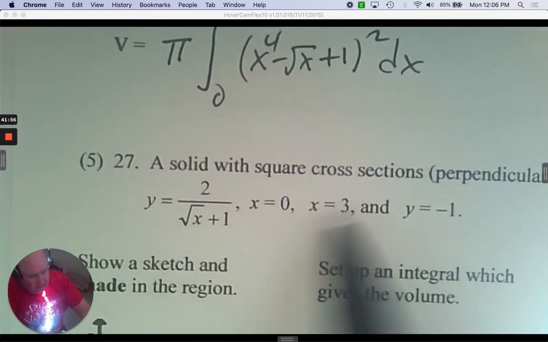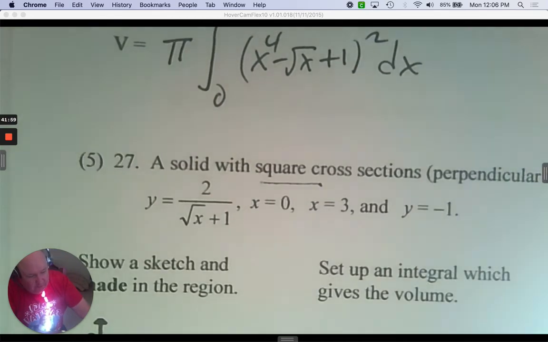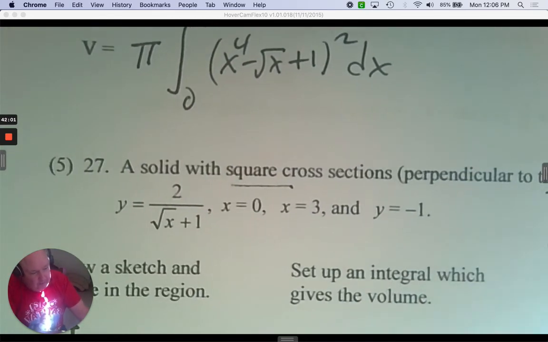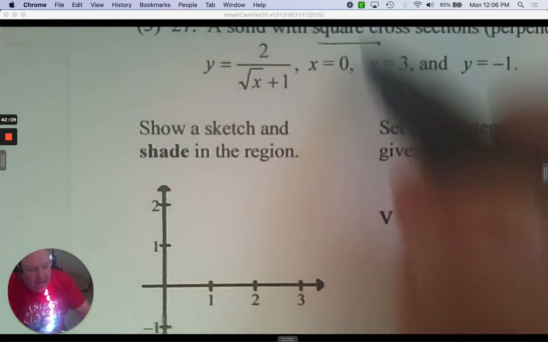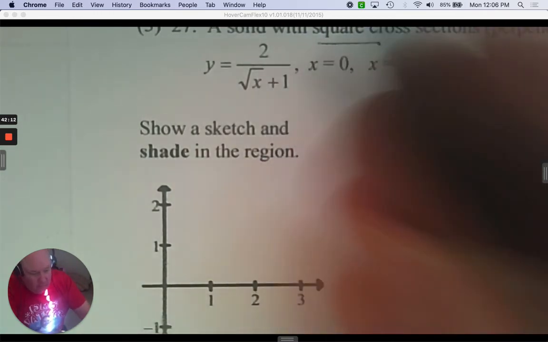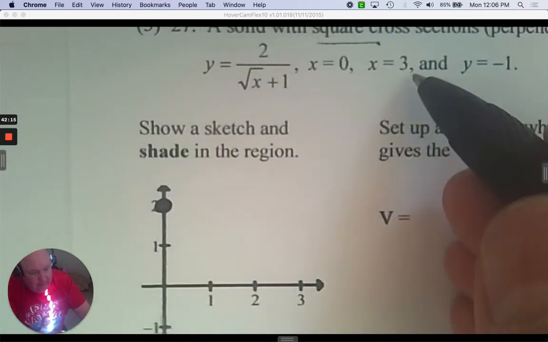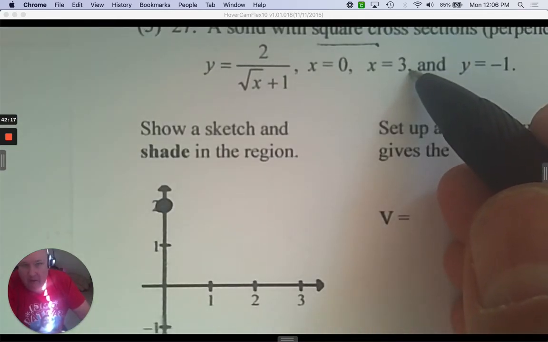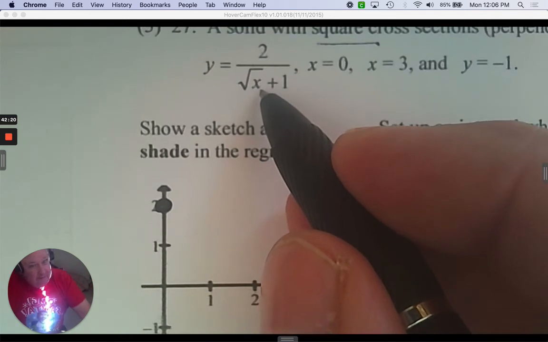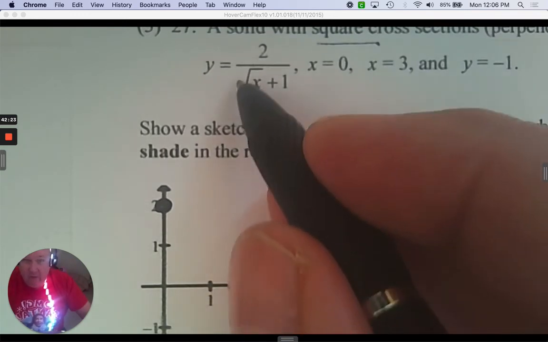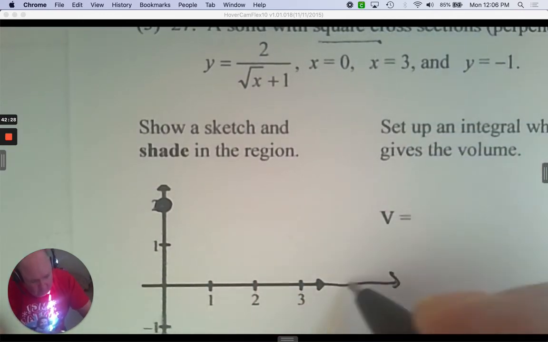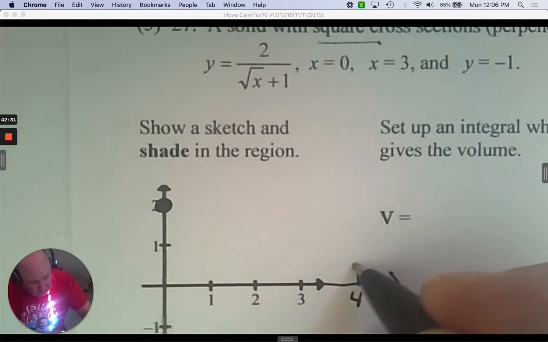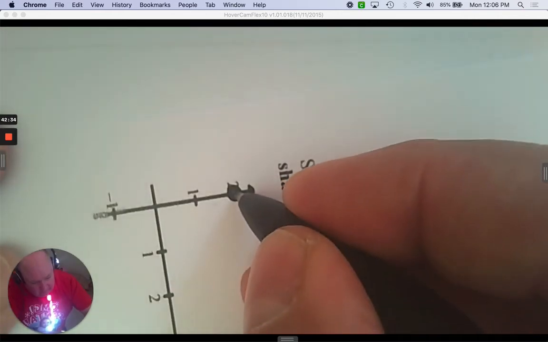So a solid with square cross-sections perpendicular to the x has a base region bounded by that. Sketch the area of the region from 0 to 3. If I plug in 0, I get 2, so I'm going to go there. If I plug in positive 3, I get the square root of 3 plus 1. So I'm going to plug in 4 instead. The square root of 4 is 2 plus 1, so it's 2/3. So if I go one more to 4, I get 2/3. So in other words, it's a curve that looks like this.